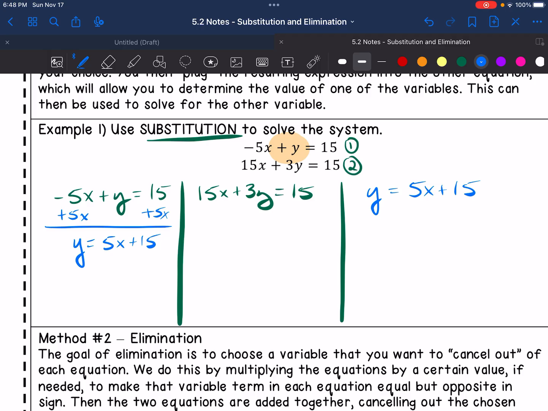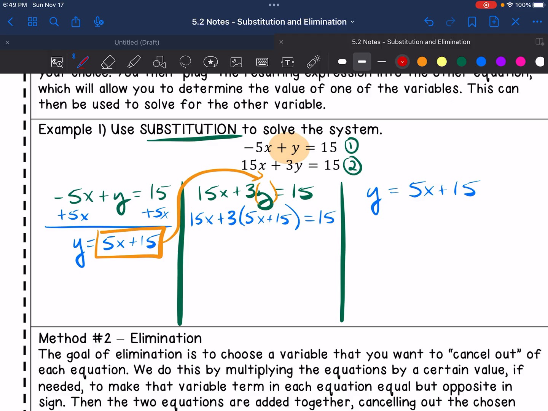So now for my next part, what I'm going to do here is take what y equals, and plug it in for y in my other equation. So everything else is going to stay the same, but I'm going to change that y to a 5x plus 15. So I'll have 15x plus 3, and then in parentheses I'm going to write 5x plus 15, and then I've got equals 15.